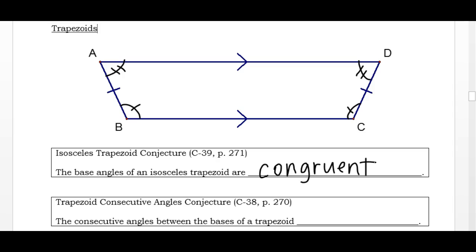The next conjecture is the consecutive angles between the bases of a trapezoid. So consecutive angles would be like angles A and B, they are consecutive. Or D and C, they are consecutive. And they will always add up to 180 degrees. So my technical term for that is supplementary.